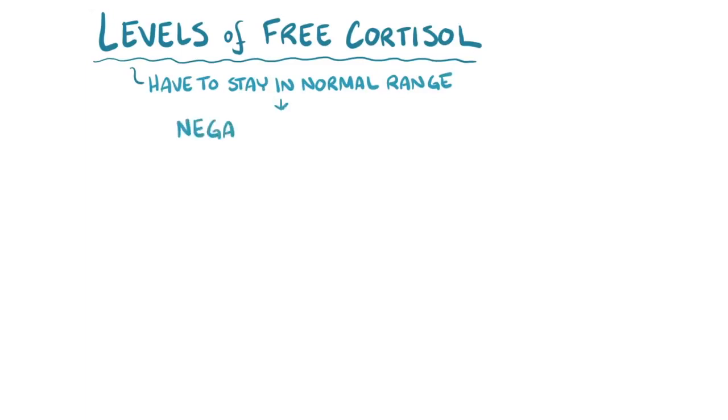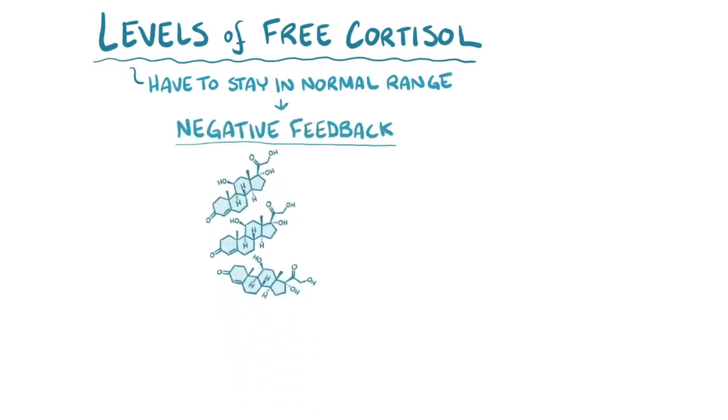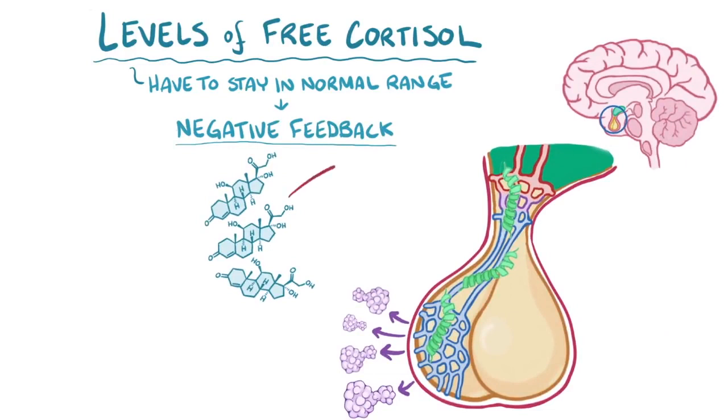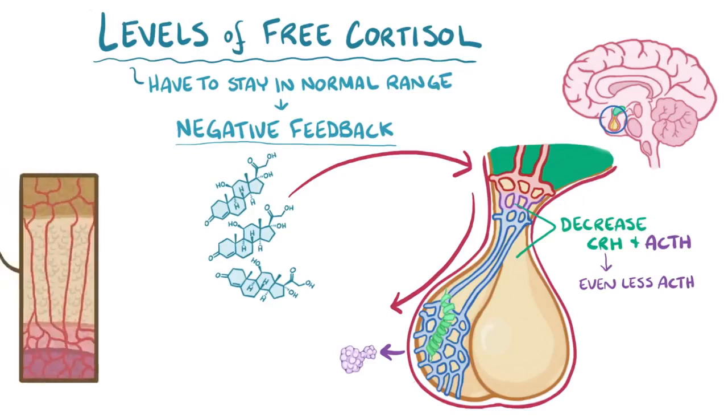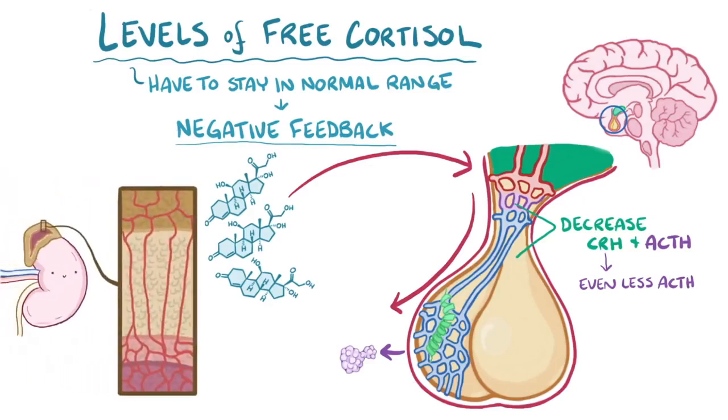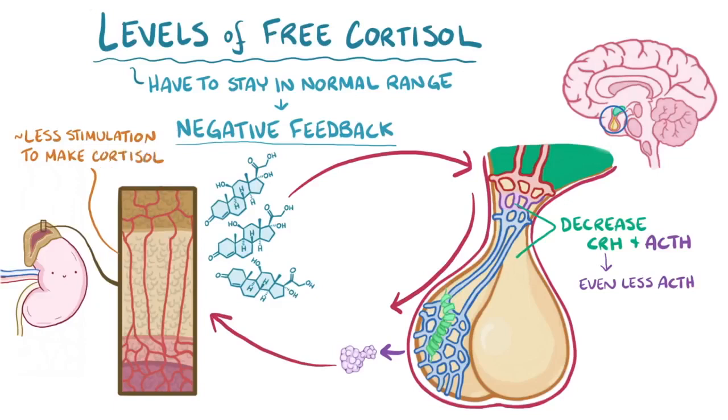To do that, the body uses negative feedback, which means that high levels of cortisol tell the hypothalamus and pituitary gland to decrease their secretion of CRH and ACTH, respectively. Less CRH also tells the pituitary gland to make less ACTH, so the pituitary gland ends up having 2 reasons not to make ACTH. With less ACTH floating around, the zona fasciculata gets less stimulation to make cortisol, and eventually cortisol levels go back down to the normal range again.